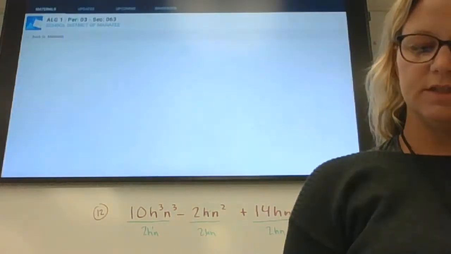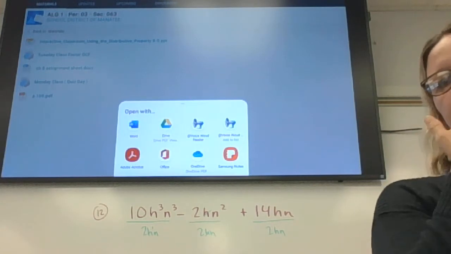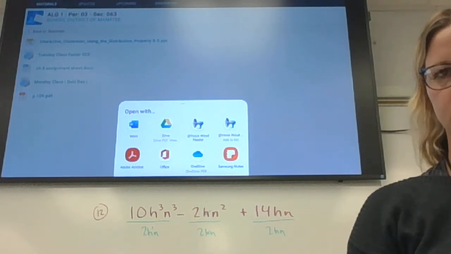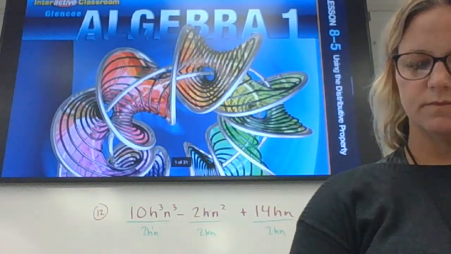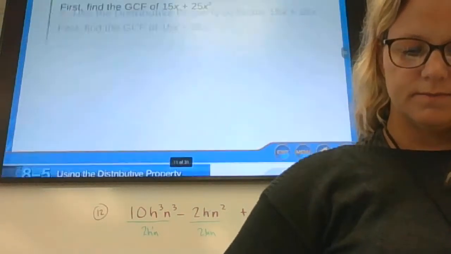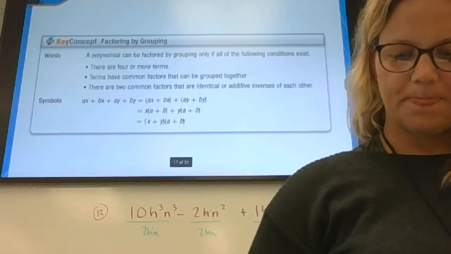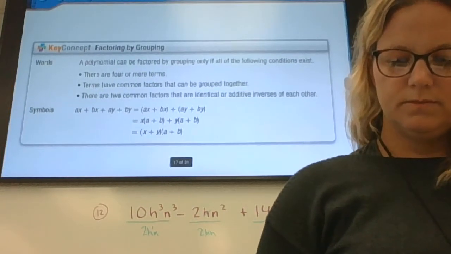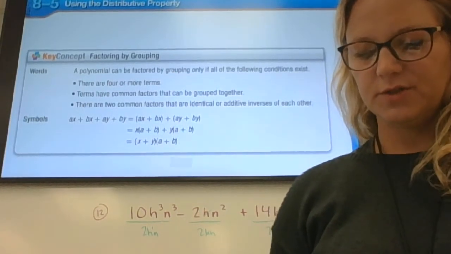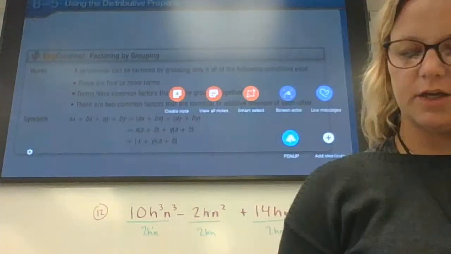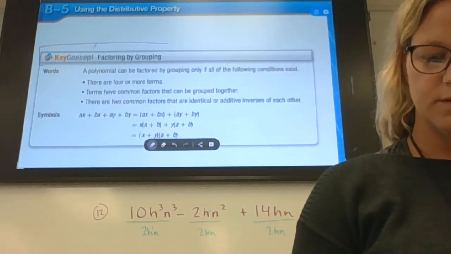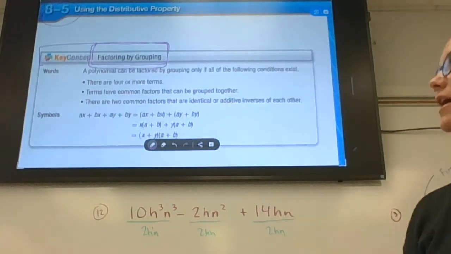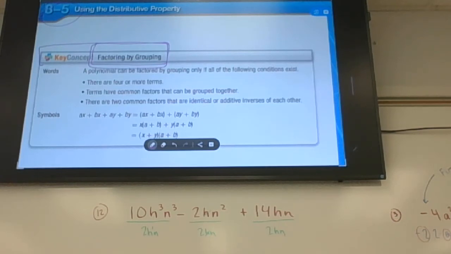So go to your notes. I don't want you to copy this in any way, but you can head your notes 8-5. This is factor by grouping today. A little different than just factoring by GCF, but not too different. Factoring by grouping.